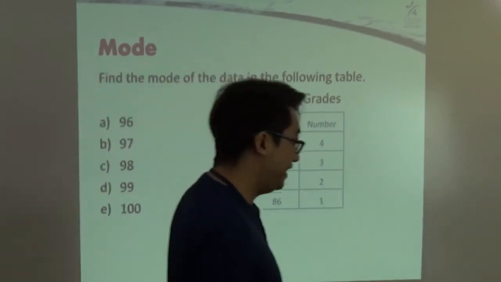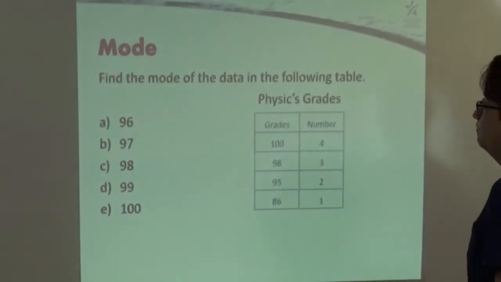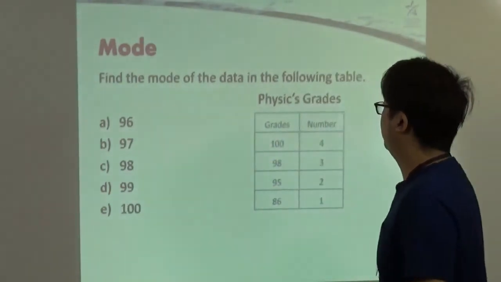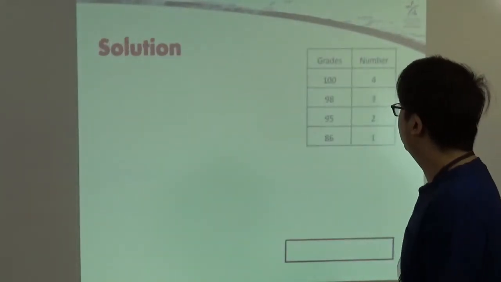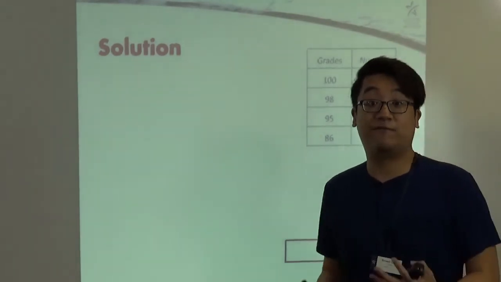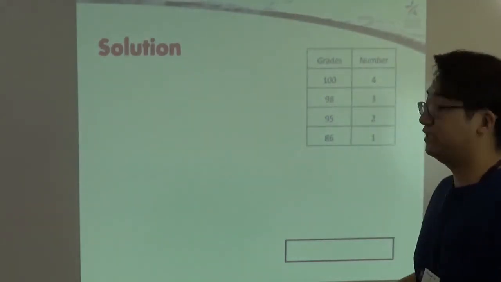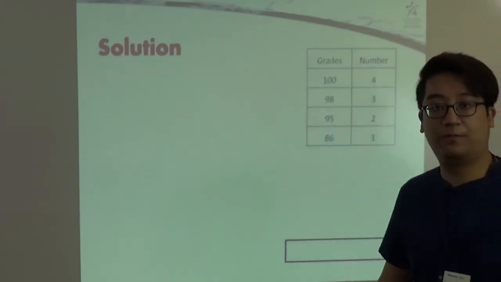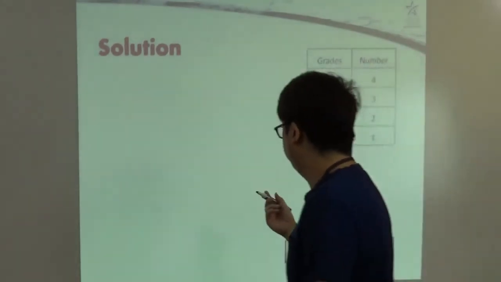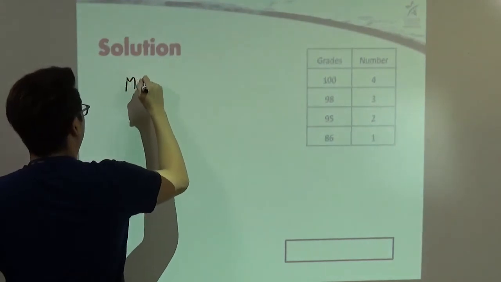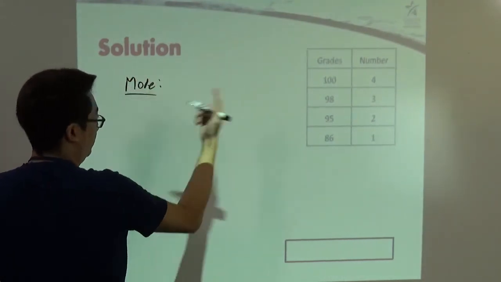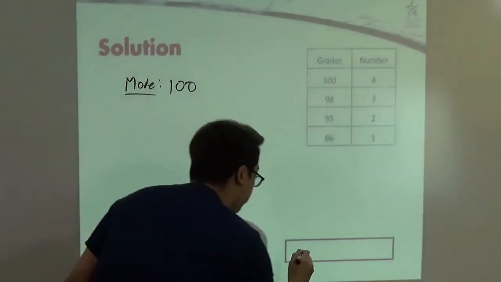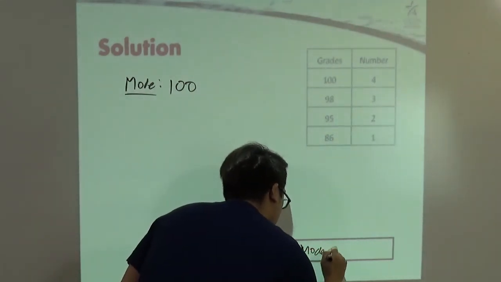So, let's look at the same set of data, same thing, physics grades, but this time it says find the mode of the data in the following table. The mode is the number that shows up the most frequently. Out of all the numbers, 100 is the one that shows up the most. So our mode is just 100.